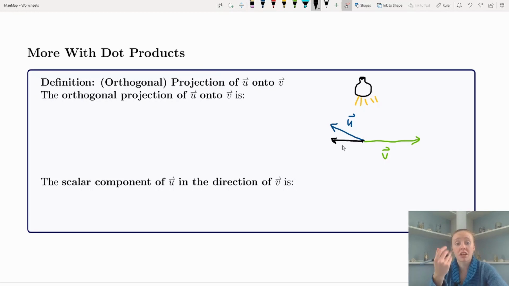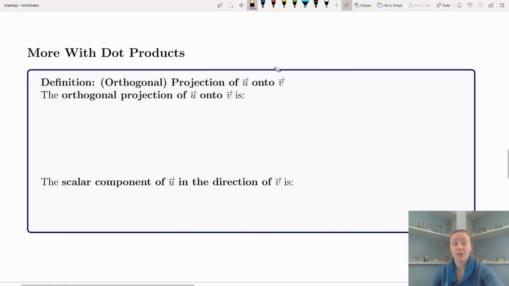So when we're dealing with an acute angle, or an angle between 0 and pi over 2, we're going to be in the direction of v. When it's obtuse, it's going to be in the opposite direction, and that projection will be the 0 vector if u and v are perpendicular. But let's go into the formulas behind all of this.